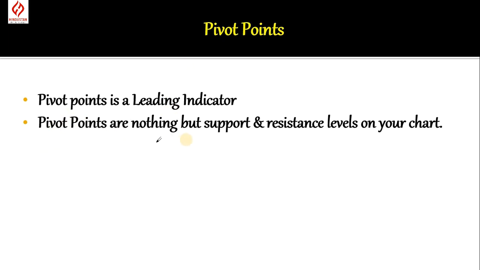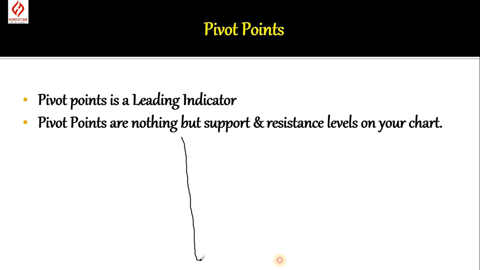And pivot points are nothing but support and resistance levels on your chart. And pivot points are purely derived from prices. What is this support and resistance level? Support and resistance levels are price levels which will not let the prices go beyond that level for a particular period of time. That is known as support and resistance level. And support and resistance levels will give you buy or sell signals as a trader. So let us understand how.